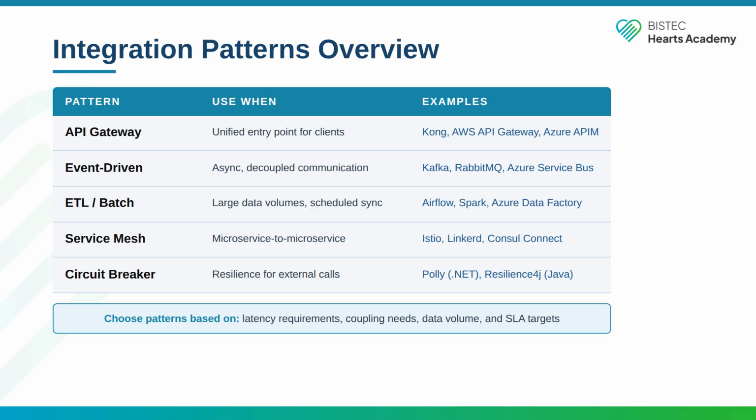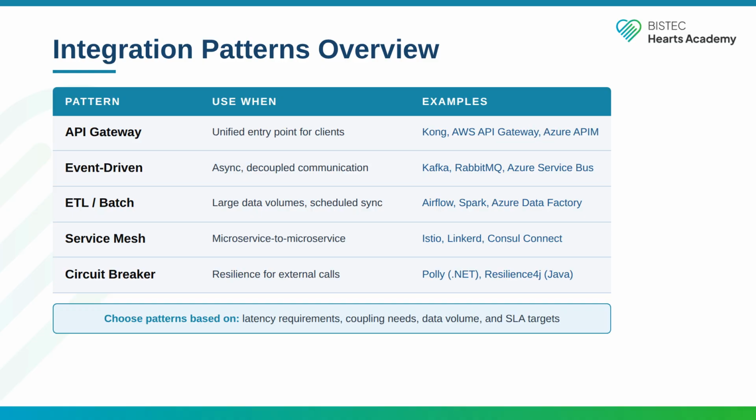Third, ETL and batch, scheduled large volume data movement. Bank H files are inherently batch. They're processed in windows, typically 3 times a day. Reconciliation is also batch. You compare yesterday's transactions across systems nightly. Don't try to make batch real time. Some things are batch because the external system is batch. Accept it.